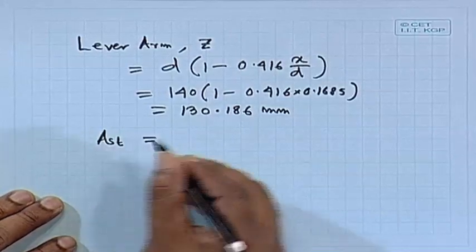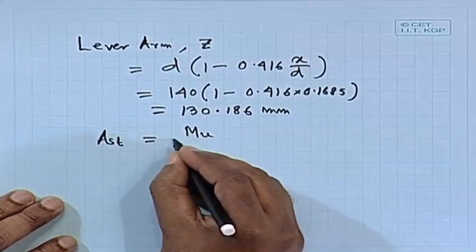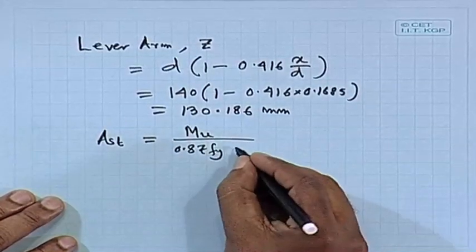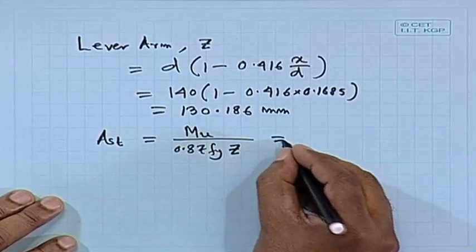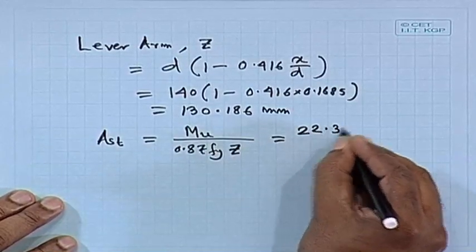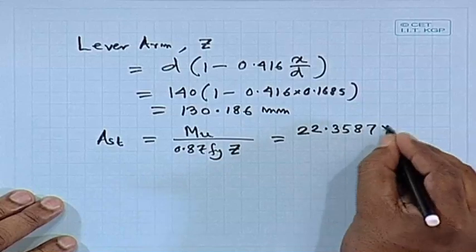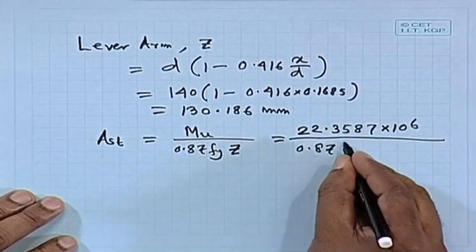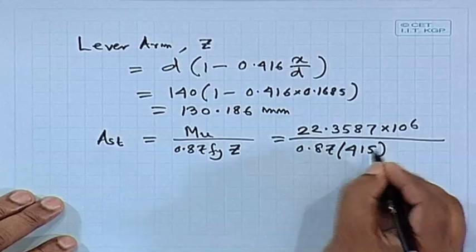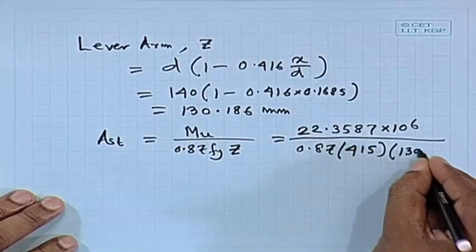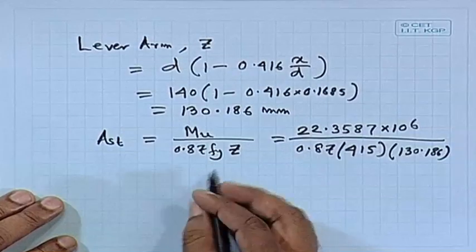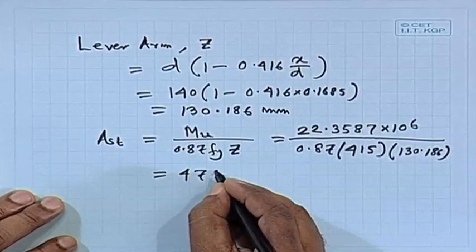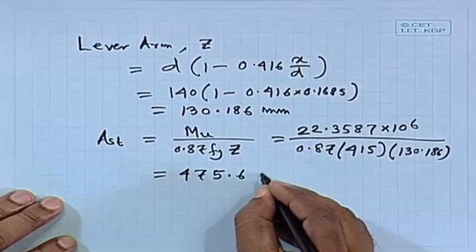Area of steel equal to Mu by 0.87 Fy times Z, equals 22.3587 into 10 to the power 6 divided by 0.87 times Fe 415 times 130.186, which comes as 475.6 millimeter square.